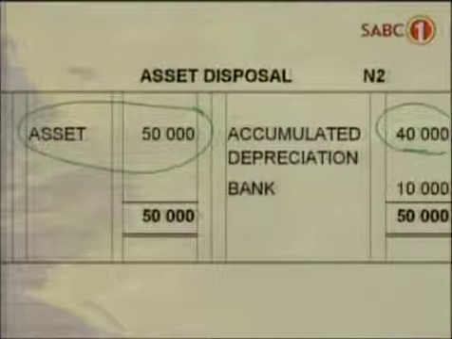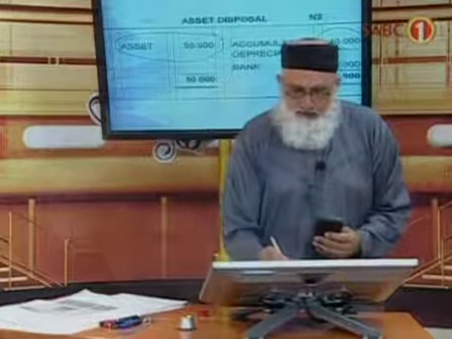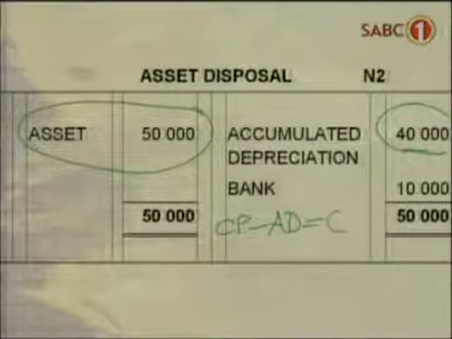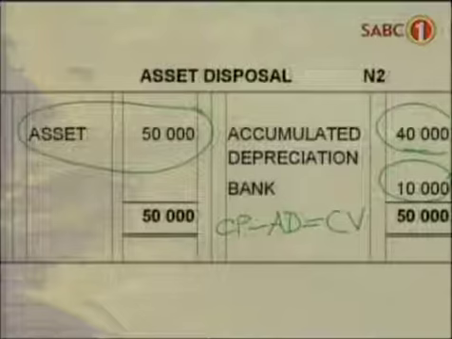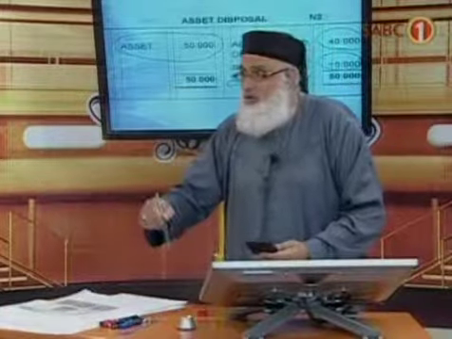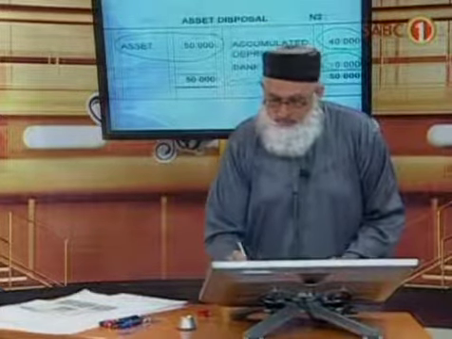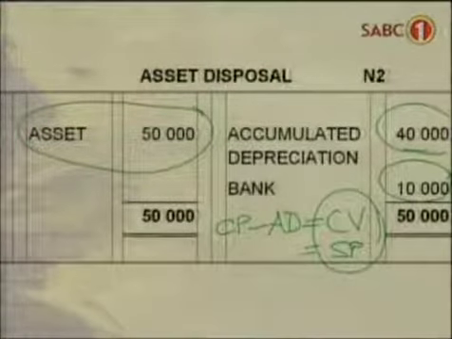Okay, so what's the carrying value? Cost price minus the accumulated depreciation is equal to my carrying value. Therefore, I can immediately see that the asset has been disposed of for how much? 10,000 rand. And because it's cash flow, my carrying value is equal to my selling price. In other words, there is no profit or loss on sale of asset.